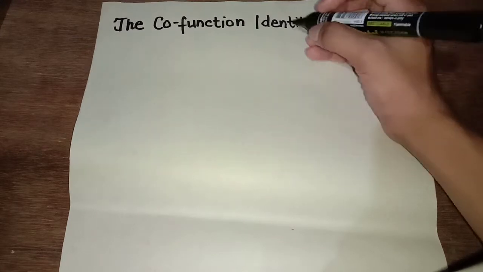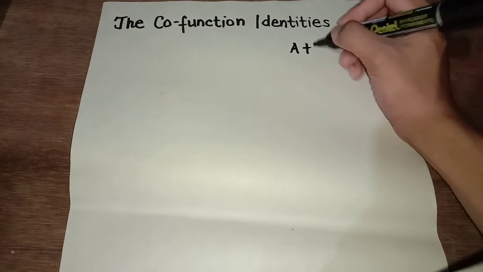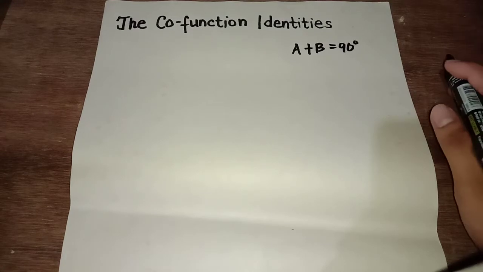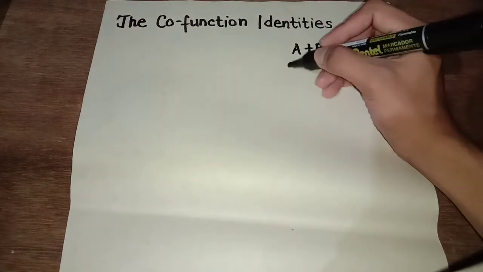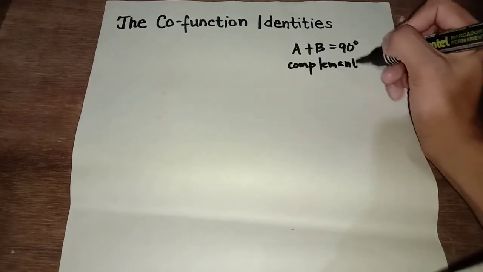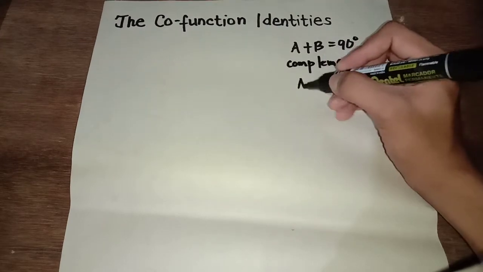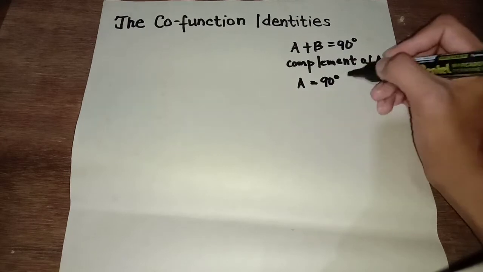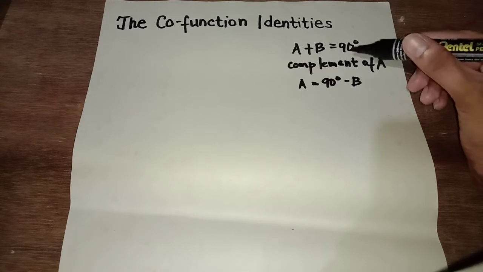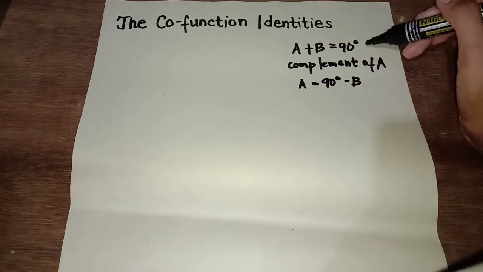So suppose we have angle A and of course the angle B. So the sum of that is 90 degrees. So pag sinabi namang complement of A, so ililipat ko lang tong B dito. So A is equal to 90 degrees minus the angle B. So pag complement of B naman, baliktad, B is equal to 90 degrees minus A.